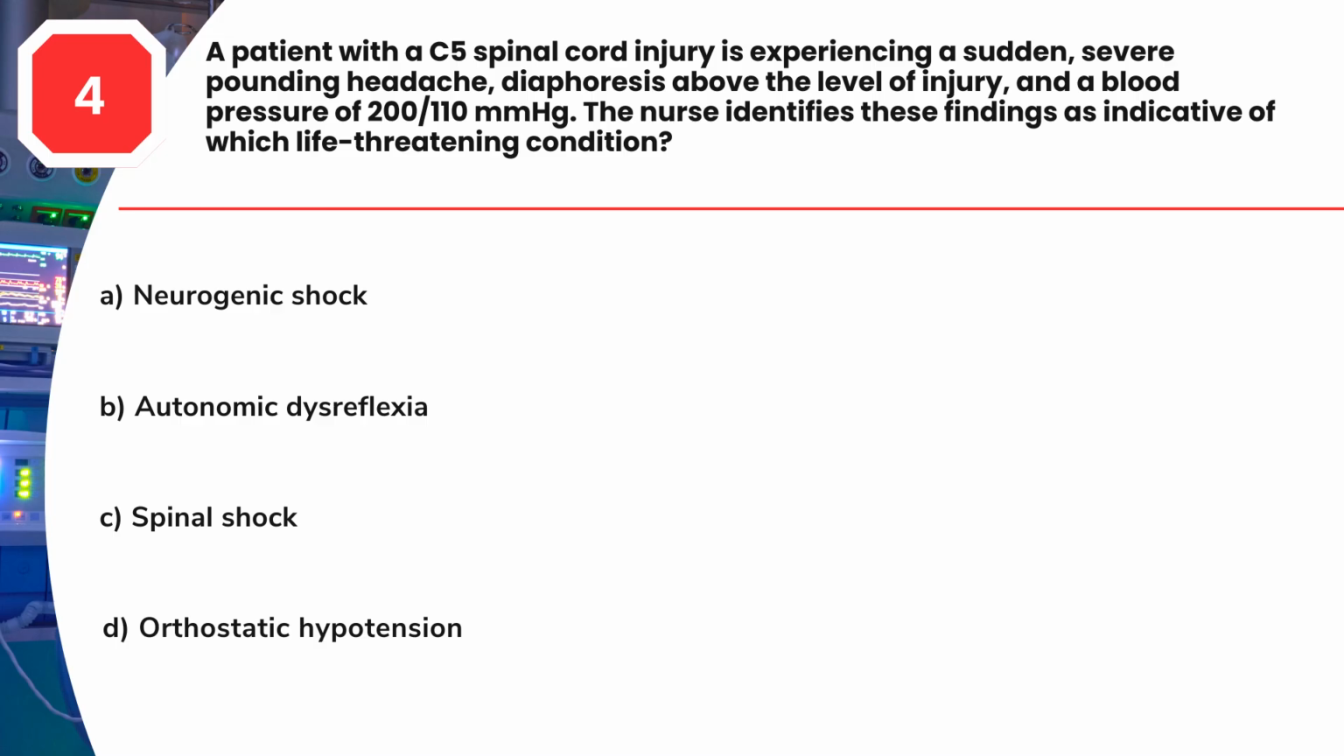Question 4. A patient with a C5 spinal cord injury is experiencing a sudden, severe pounding headache, diaphoresis above the level of injury, and a blood pressure of 200/110 mmHg. The nurse identifies these findings as indicative of which life-threatening condition? A. Neurogenic shock. B. Autonomic dysreflexia. C. Spinal shock. D. Orthostatic hypotension.